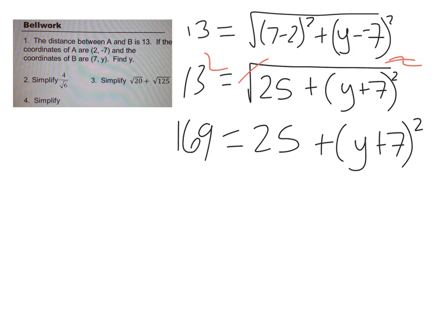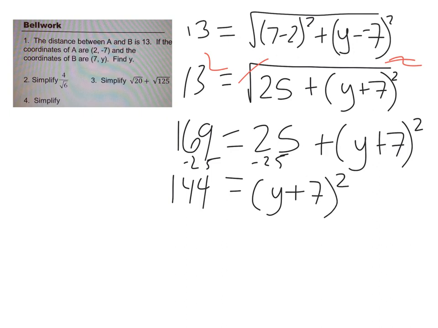Okay. Alrighty, so I'm going to subtract 25 to the other side. So minus 25. So I get what? 144. And then that's (y plus 7) squared. There are a few ways of doing this. Some people will FOIL out the right-hand side. But you know what I noticed just now? I can square root both of these, and it's going to be nice. So I get 12, and that's actually plus or minus 12, equals y plus 7.